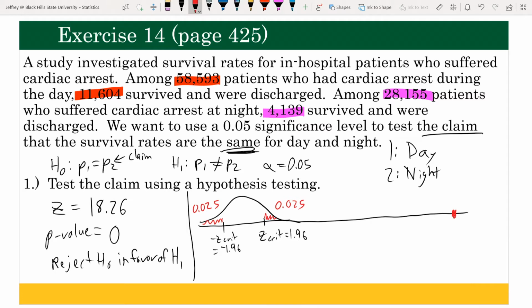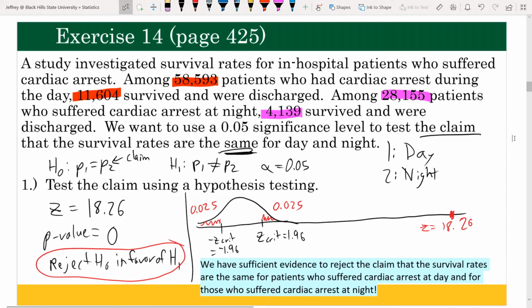Now if I was to draw out the curve all the way to the test statistic, our test statistic would fall very much on the far right side of our tail. I think it's safe to say that this is definitely inside the critical region. So same conclusion, we'll reject the null hypothesis in favor of the alternative. So we have sufficient evidence to reject the claim that survival rates are the same for patients who suffered cardiac arrest at day compared to those who suffered cardiac arrest at night.